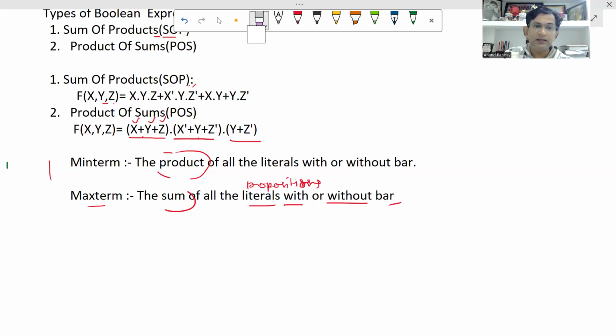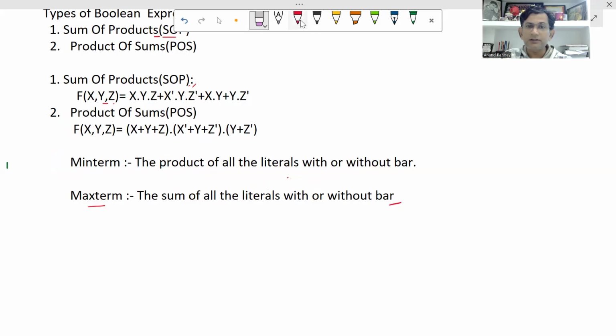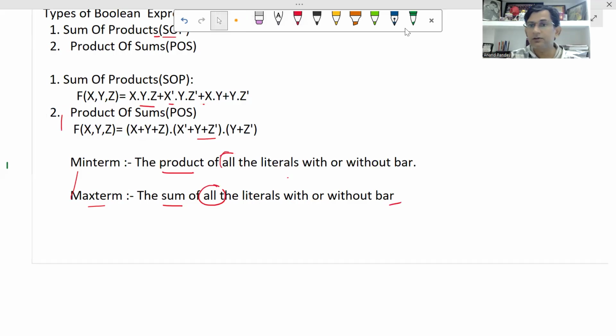So I think things are clear. What is a min term? The product of all the literals, and the sum of all the literals is a max term. Please take care of this word, all. Here only two min terms, and here only two max terms. Min terms are used in SOP. Max terms are used in POS. So this is a very basic topic. You must know it clearly.